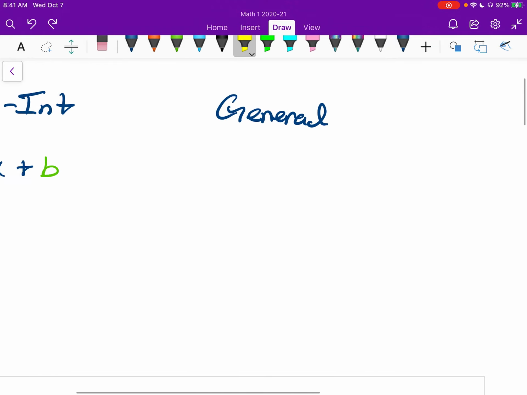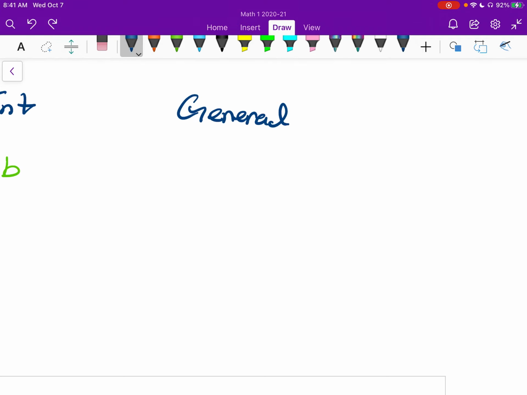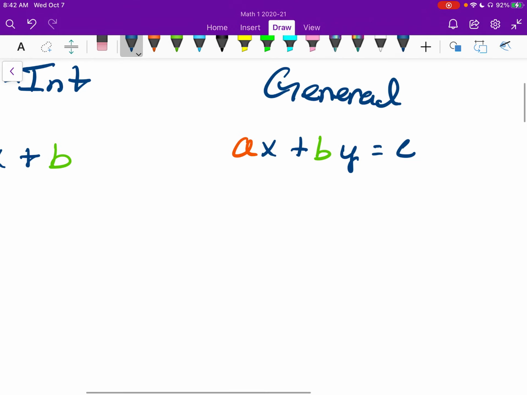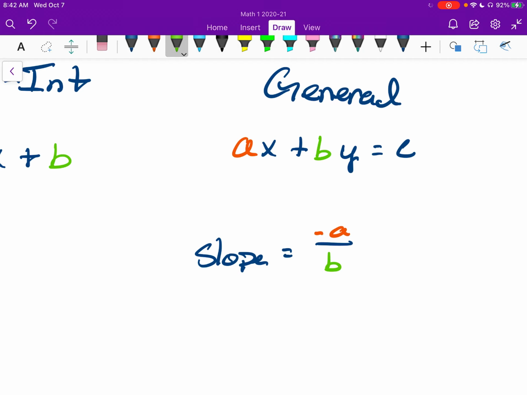Now next up, we have general form, and we're going to normally call it, what do we call it? Ax plus by equals c. Now we can kind of see that general form isn't a y equals, which sometimes can be kind of intimidating. The slope of a general form will always be, how do I want to write this? Slope equals, it's going to be negative a over b.